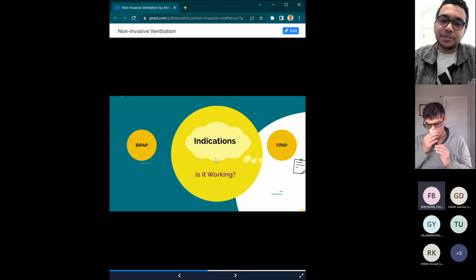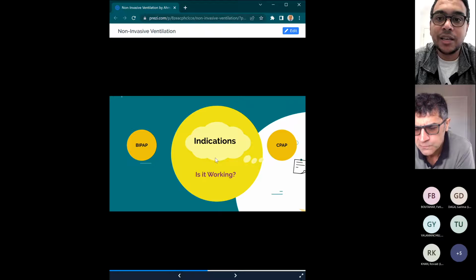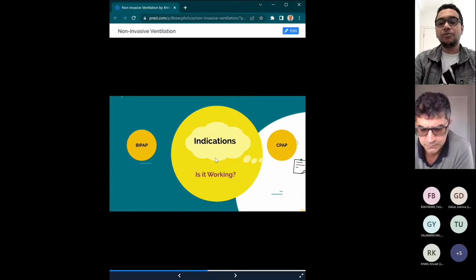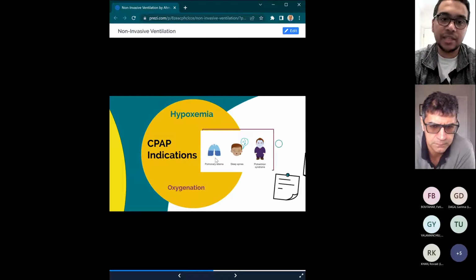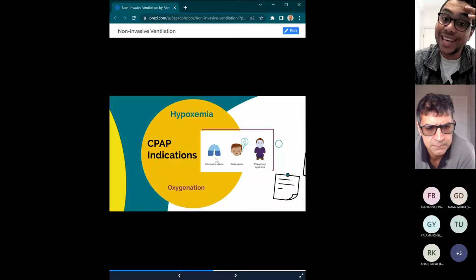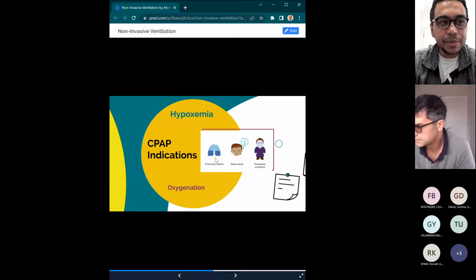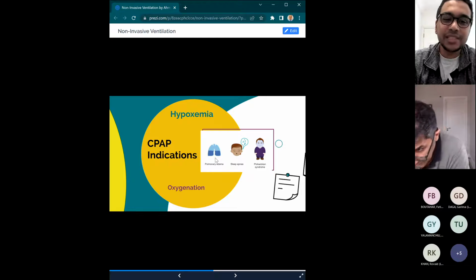I'm not going to go into the details of respiratory failure, but we'll keep it for the coming session. But for CPAP, we mainly go for type 1 respiratory failure, where we try to address hypoxemia mainly. These are parts of the indications that we can use CPAP in: pulmonary edema, sleep apnea, Pickwickian syndrome, which is the obesity hypoventilation syndrome. By CPAP, we want to improve oxygenation mainly.